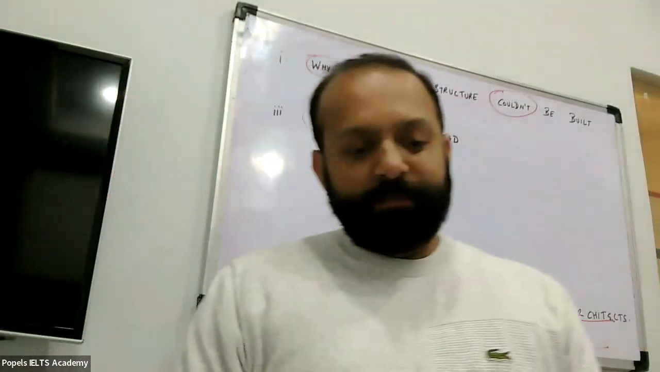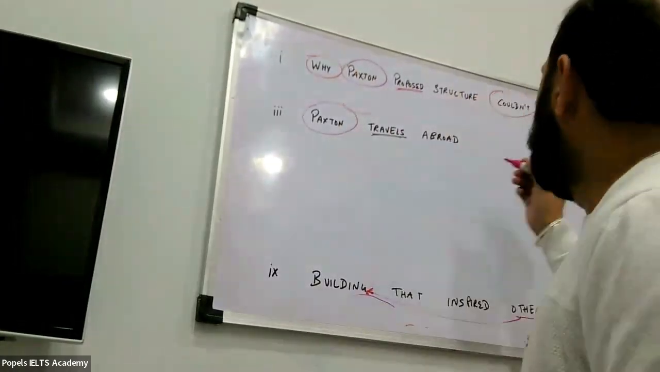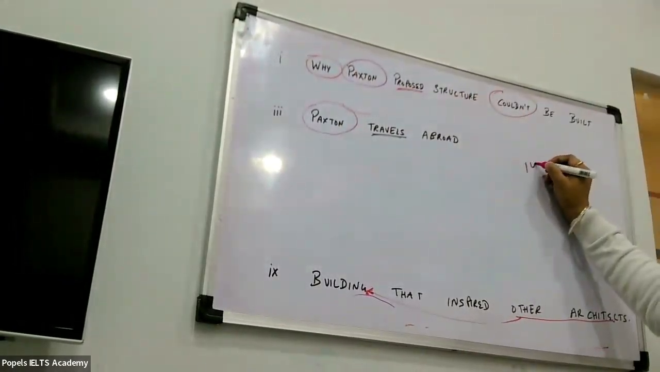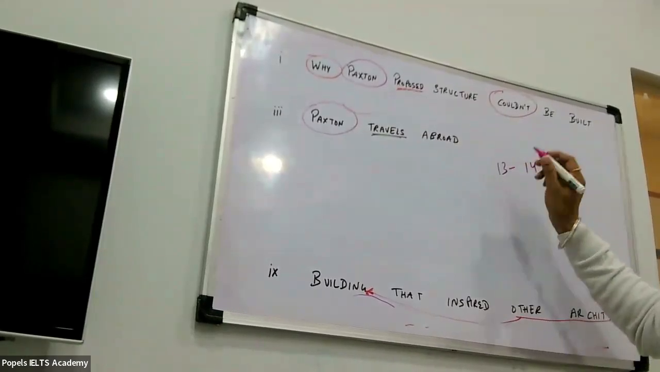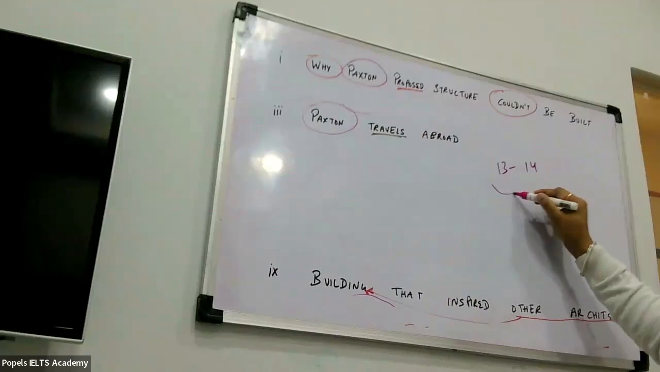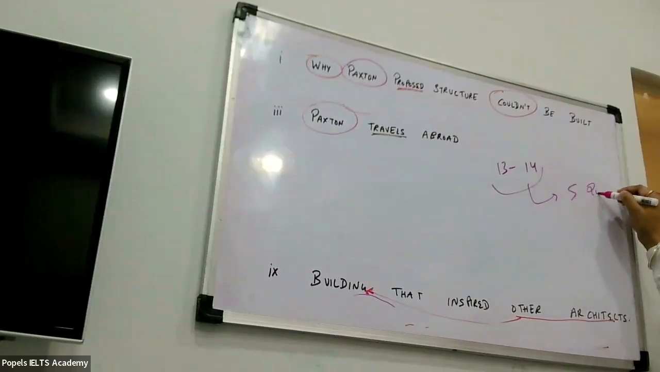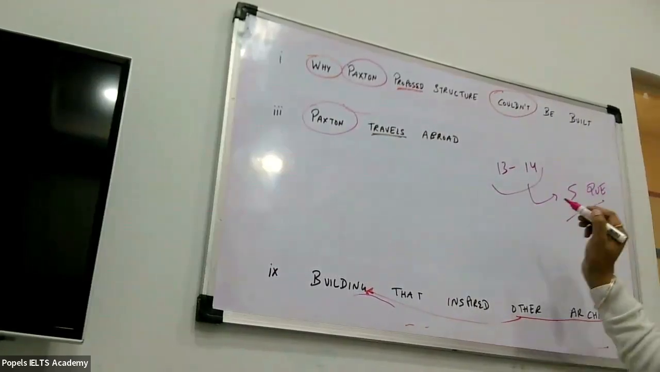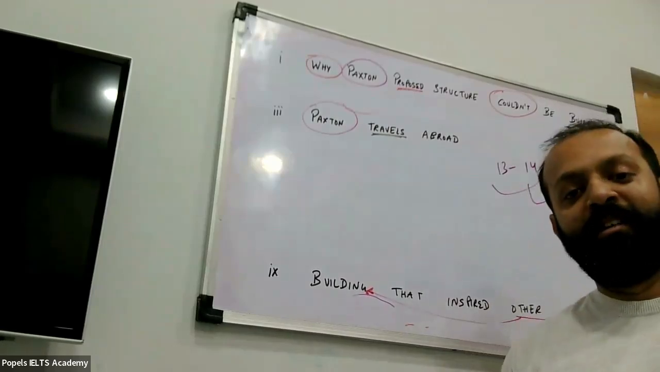Let's take an example. This is the last para. There are supposed to be 13 or 14 questions in this passage, in total, in this whole passage. Still, 5 questions I don't know the answers to. I will go through each and every word of this para.